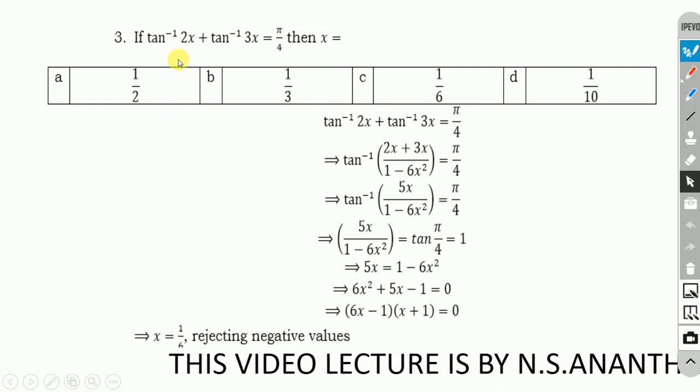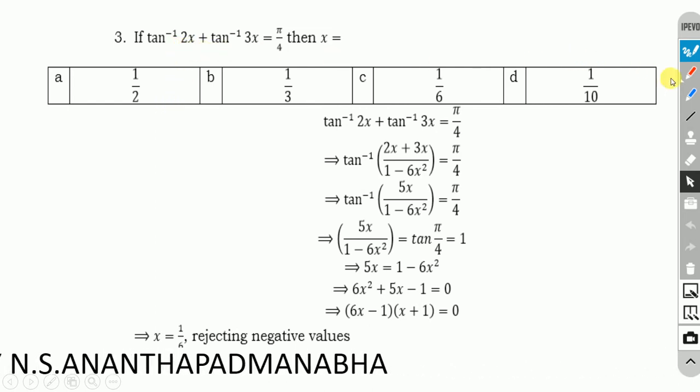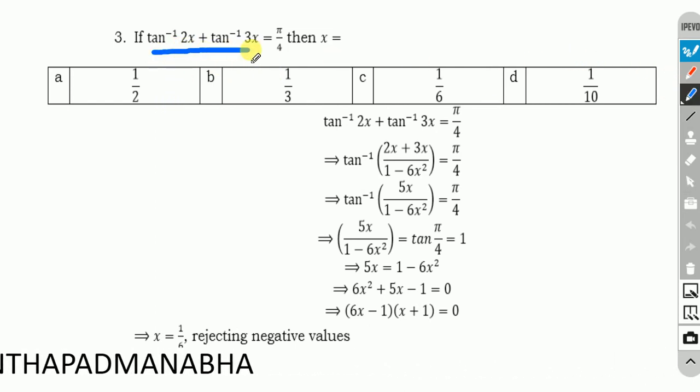If tan inverse of 2x plus tan inverse of 3x is equal to pi by 4, then x is equal to: option A is 1 by 2, option B is 1 by 3, option C is 1 by 6, and option D is 1 by 10.